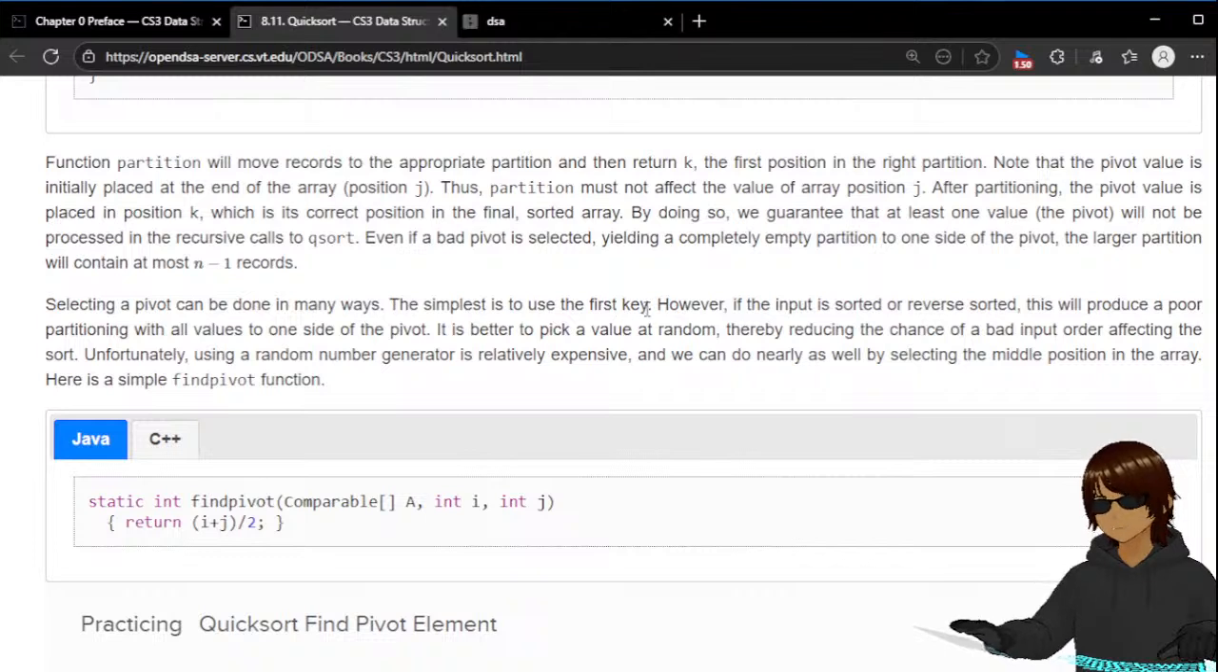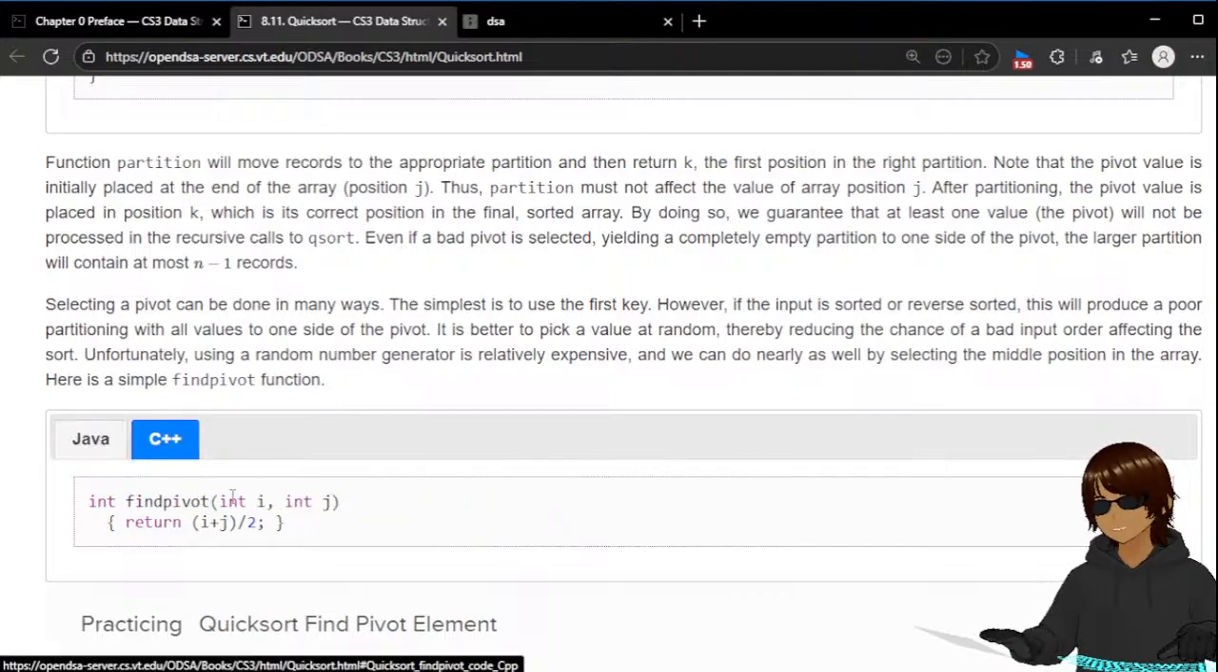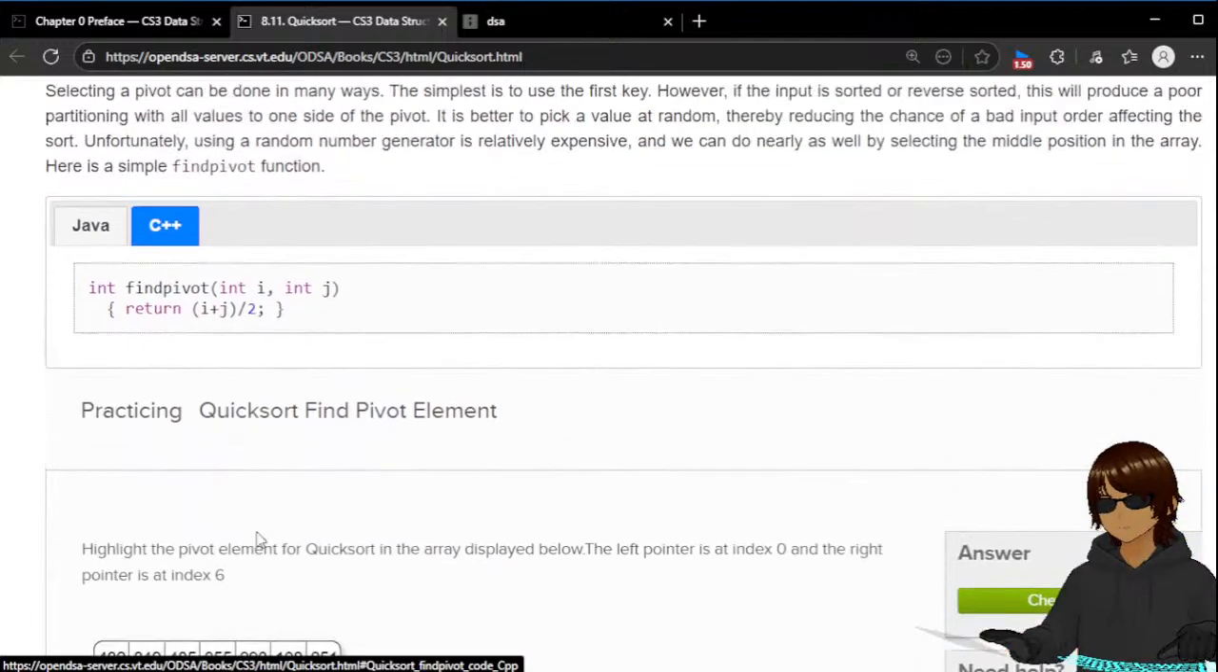Selecting a pivot can be done in many ways. The simplest is to use the first key. However, if the input is sorted or reverse sorted, this will produce a poor partitioning with all values to one side of the pivot. It is better to pick a value at random, thereby reducing the chance of a bad input order affecting the sort. Unfortunately, using a random number generator is relatively expensive, and we can do nearly as well by selecting the middle position in the array. Here is a simple findpivot function. findpivot(i, j) returns (i + j) / 2.